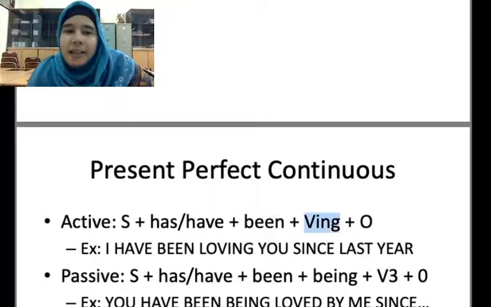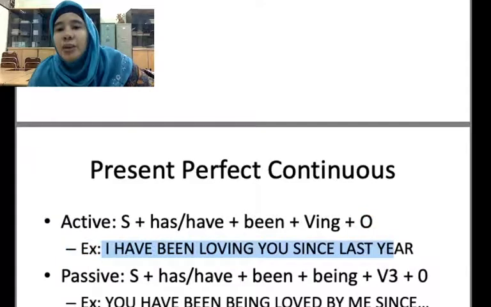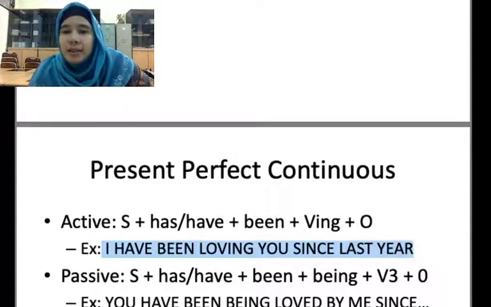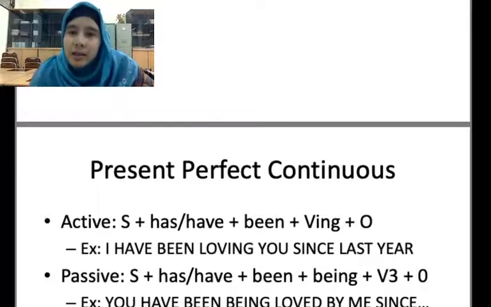Then verb ing is the continuous. Okay, this is the example of present perfect continuous in active voice. I have been loving you since the last years. She has been loving you since last year. They have been loving you since last year. And this is the passive voice, everyone.